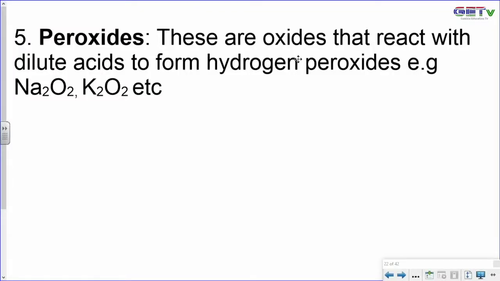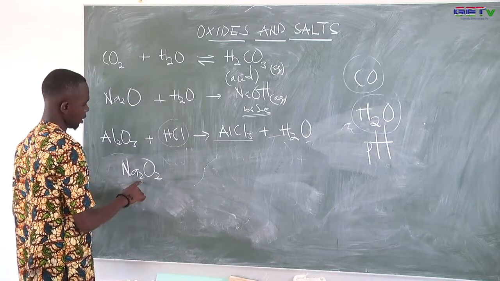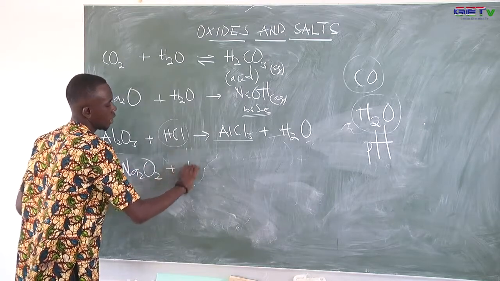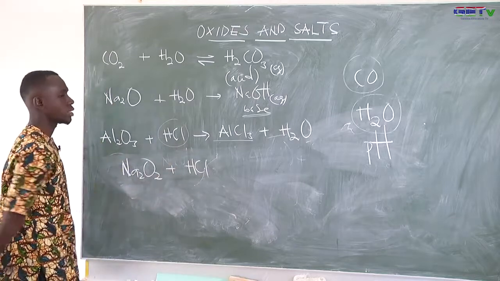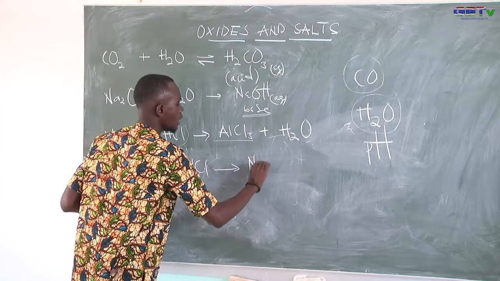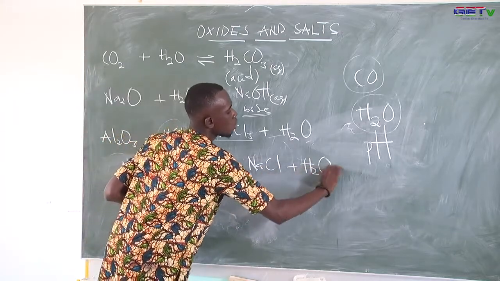Peroxides are oxides that react with dilute acids to form hydrogen peroxide. The examples are Na2O2, K2O2, etc. For example, if you have Na2O2, sodium peroxide, and you react it with dilute acids like HCl, we assume the acid here is dilute. It has the tendency to form NaCl, and also to form H2O2.